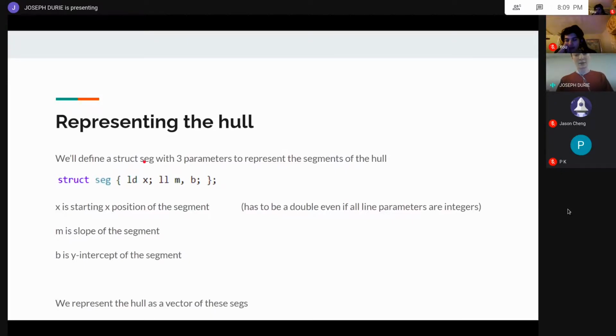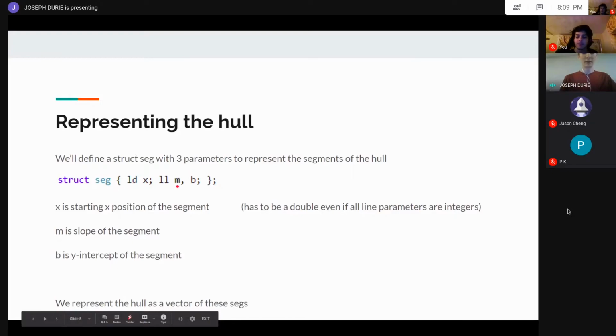Okay, so that's how we're representing the individual segments on the hull. And then to represent the full hull, we just represent that as a vector of these segments in sorted order. That's sorted order with respect to x and sorted order with respect to m. Because like we talked about before, if you have a bigger x value, then you have to have a bigger slope, because the segments come in slope order. So that's a nice structure we can exploit.